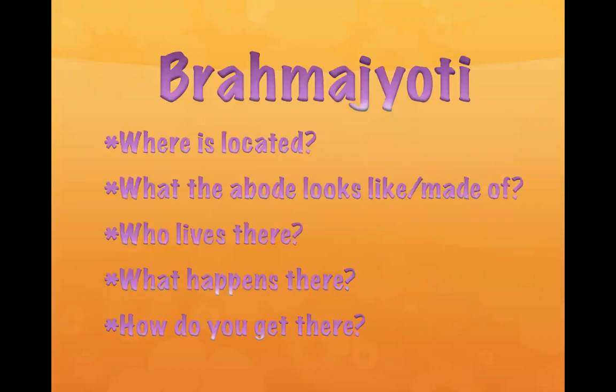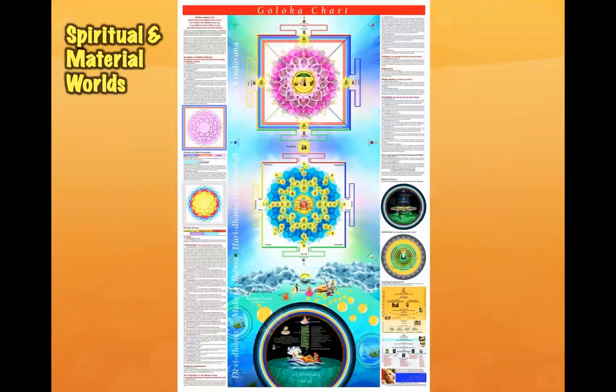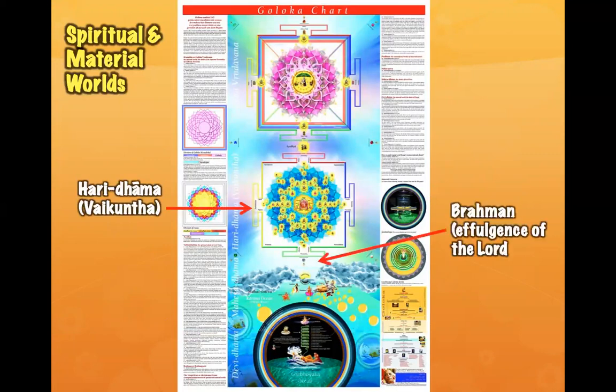Brahmajyoti. Brahmajyoti is not a very good place to go. What is the Brahmajyoti? It's the effulgence of the Lord. Just like the sun has the sunshine, so Krishna has his effulgence, which radiates throughout the spiritual world. And in that effulgence, those who want to merge with God, become God, they will enter the effulgence. They will enter the Brahman.